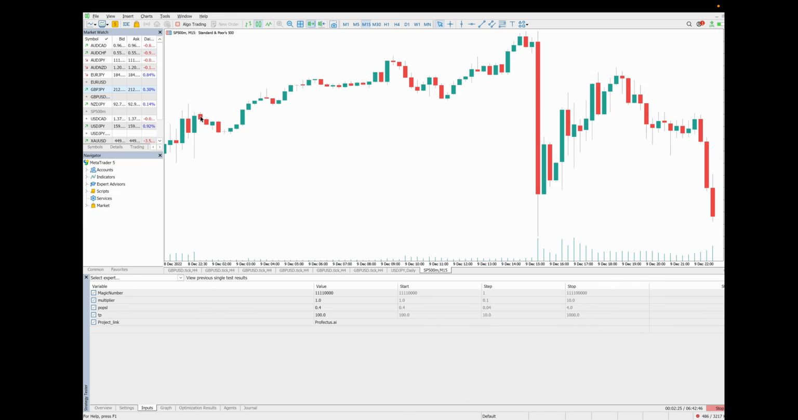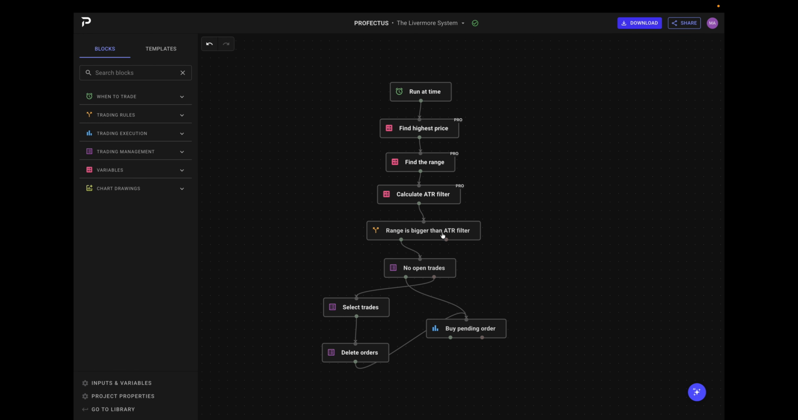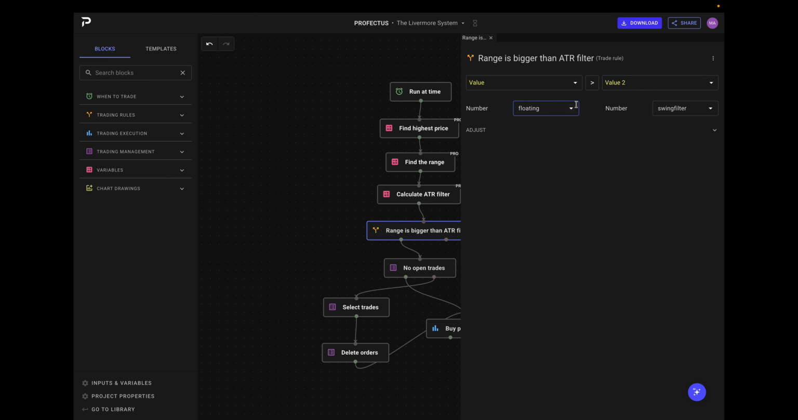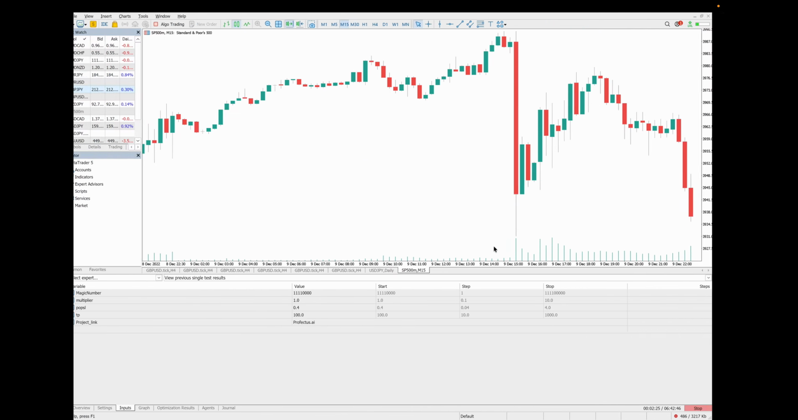So we compare floating, and we can check that right here. Range is bigger than ATR filter. So floating is larger than swing filter. We can go back.